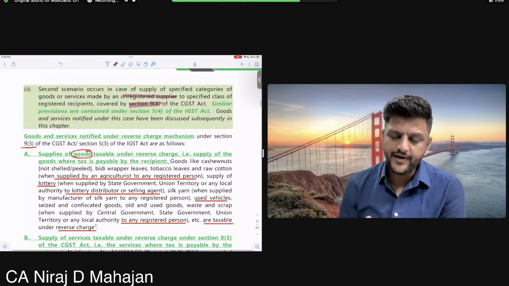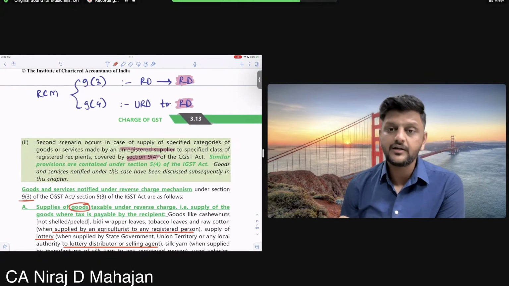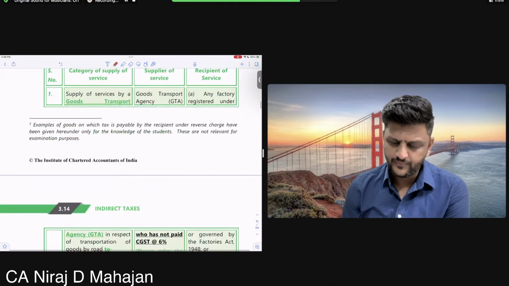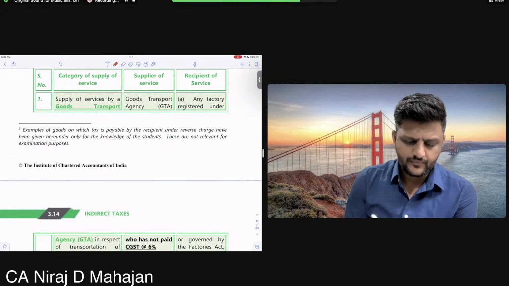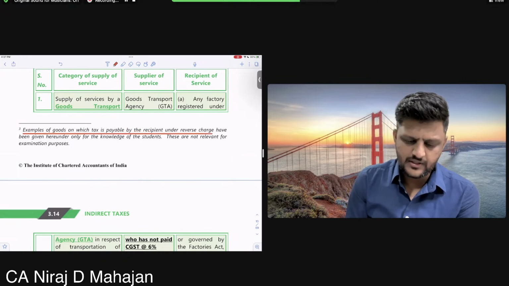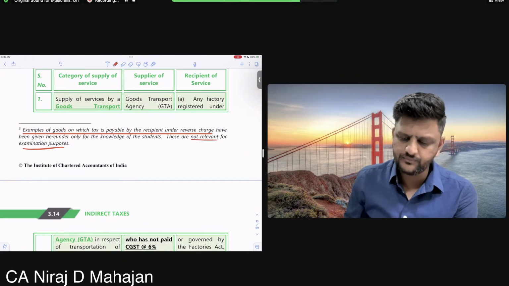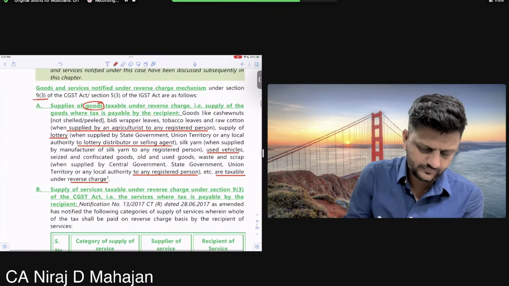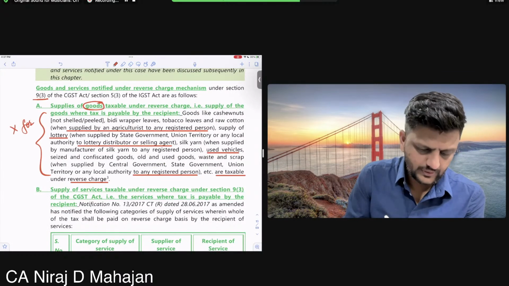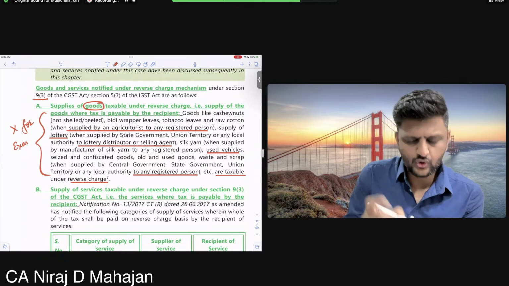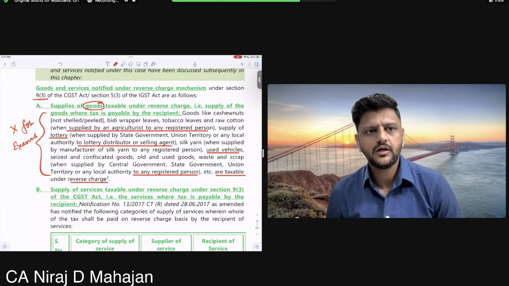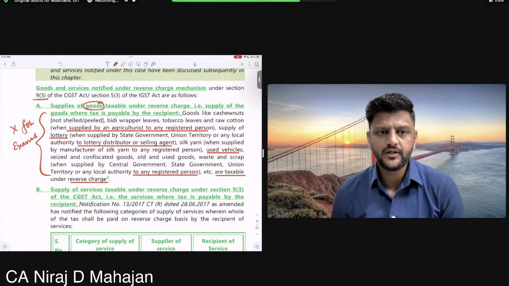So in 9.3, RD to RD is there, but again there are other cases also. Clear cut given to us. Check here. The examples of goods on which tax is payable under RCM are not relevant for exam. So completely ignore. Not for exams. Clear till here, all of you? So goods on which RCM is applicable, don't use our brains. They have given it till here.